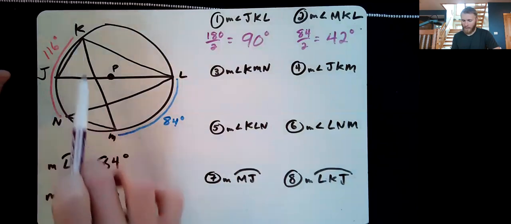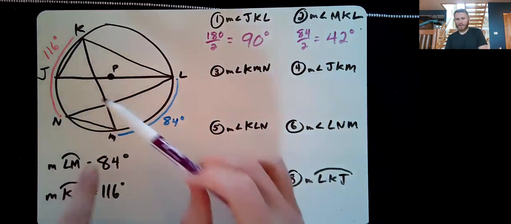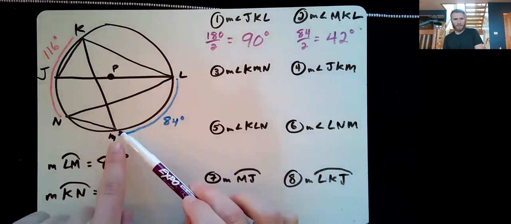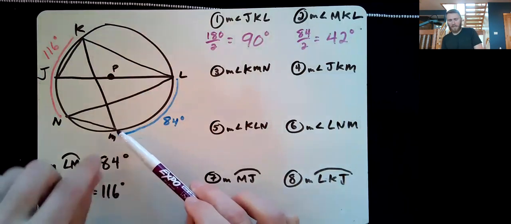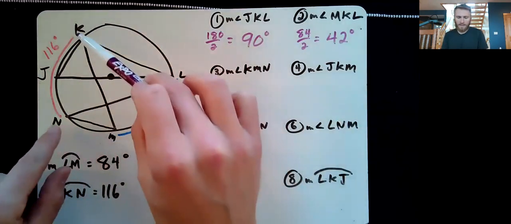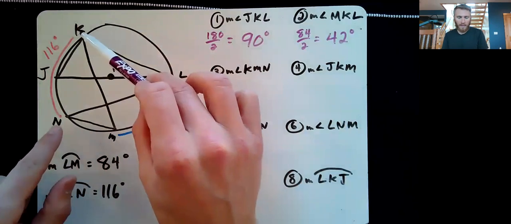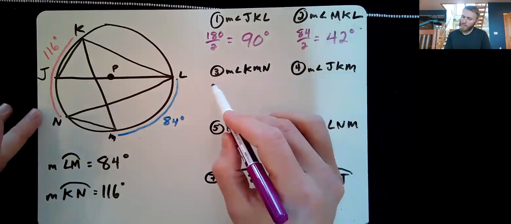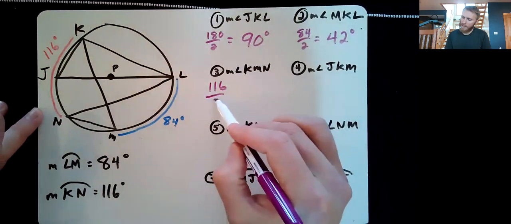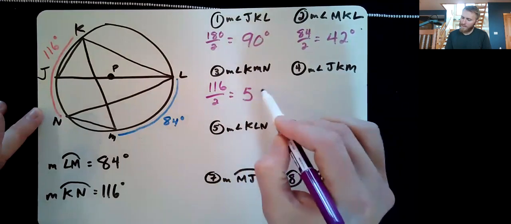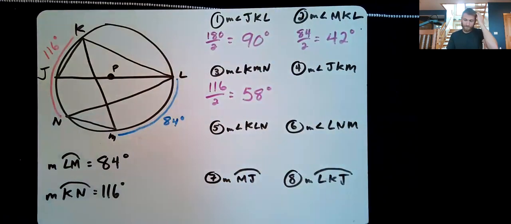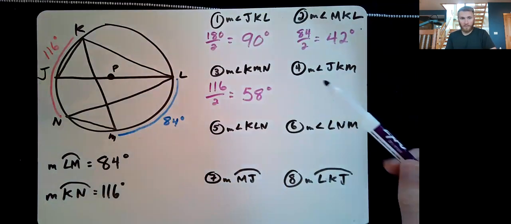The measure of angle KMN. So K to M to N. Now I see that's again an inscribed angle because the vertex is on the circle. And if you draw out each of the legs, it intercepts from K to N, which is 116. So 116 divided by 2 is 58 degrees. All right, we're on a roll.